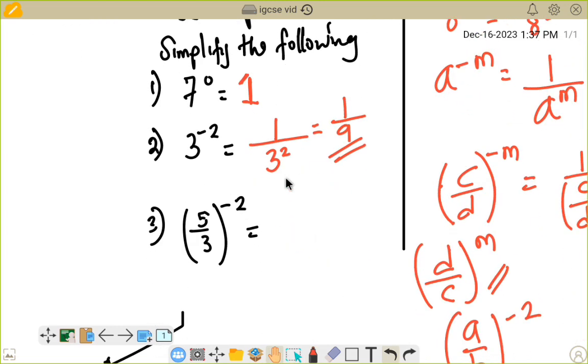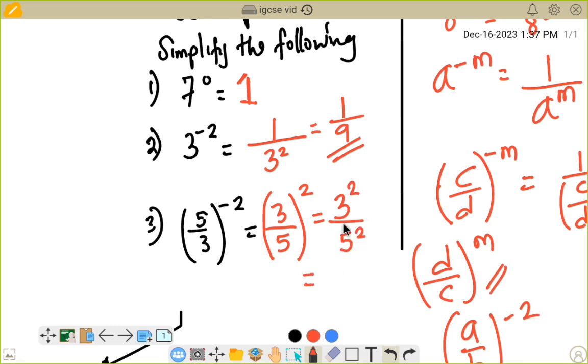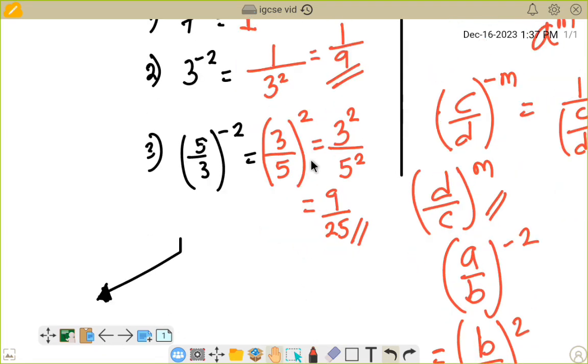Now, in this next case, you have 5 over 3 raised to the power minus 2. If you try that out, just flip it. You have 3 over 5. Then don't include the negative sign anymore, just put in your 2. Now, using the product law, this 2 applies to 3 and 5. So it's equivalent to 3 raised to the power 2 divided by 5 raised to the power 2. 3 raised to the power 2 is 9. 5 raised to the power 2 is 25. So that will give you your final answer.